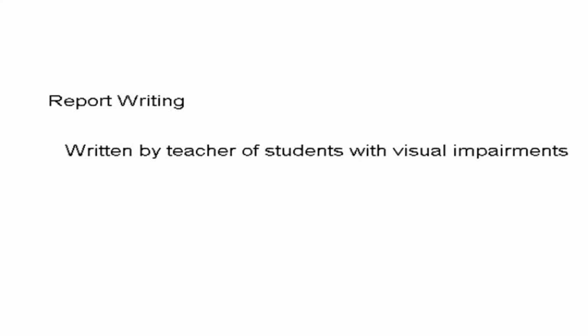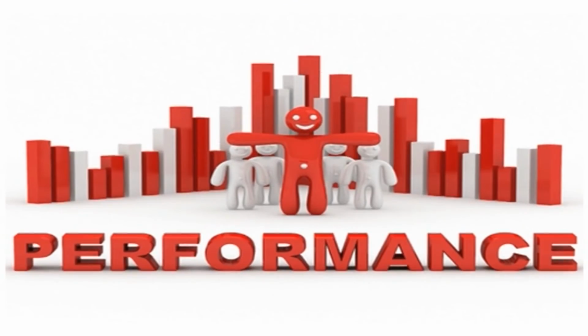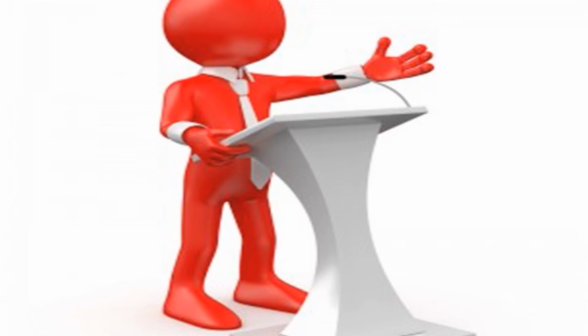Report writing. The functional vision evaluation report, written by the teacher of students with visual impairments after conducting the FVE, should be specific with the details about the student's performance on individual tasks in clearly described situations.